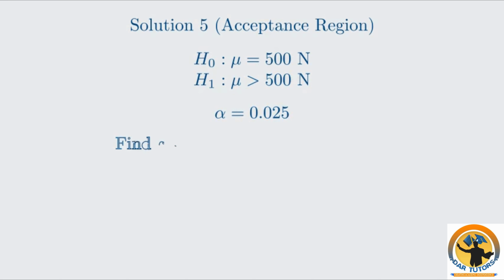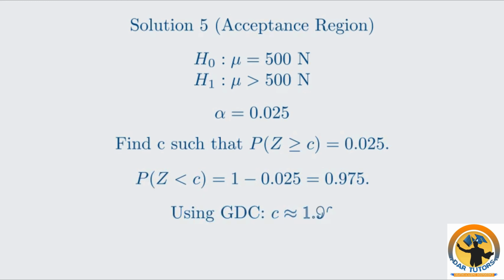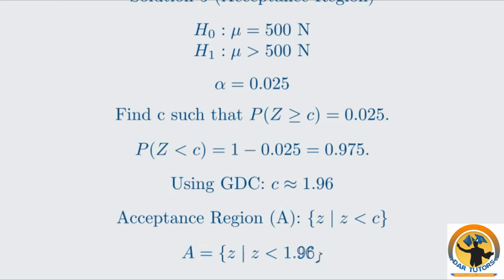We need to find the critical value C, such that the area to its right is 0.025. This means the area to its left is 1 minus 0.025, which is 0.975. Using the inverse normal function for an area of 0.975, we find the critical value C is approximately 1.96. The critical region is for any z-score greater than or equal to 1.96. The acceptance region, then, is everything else. The acceptance region is the set of all z-scores less than 1.96.